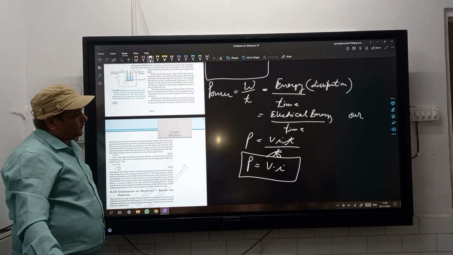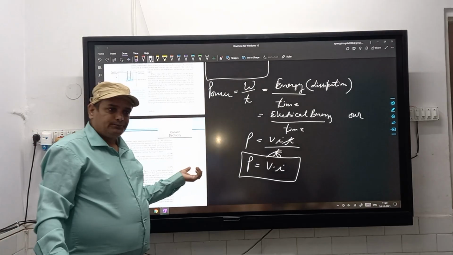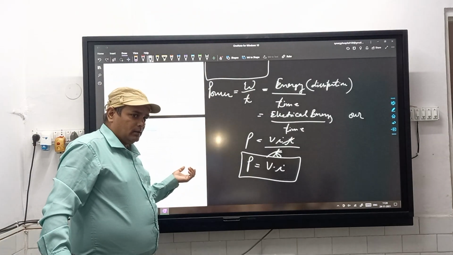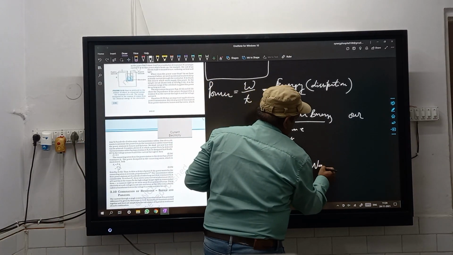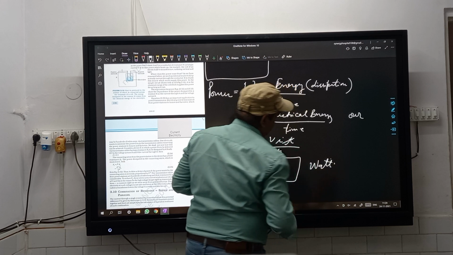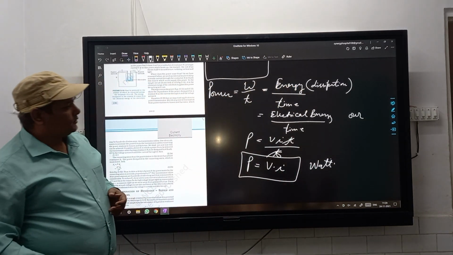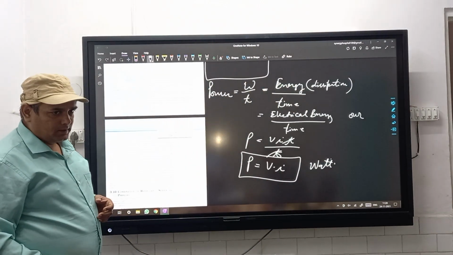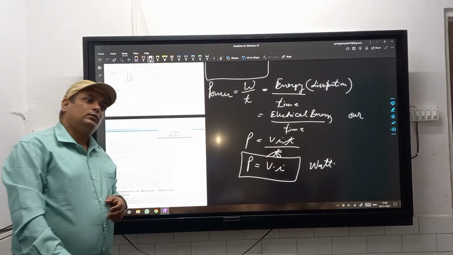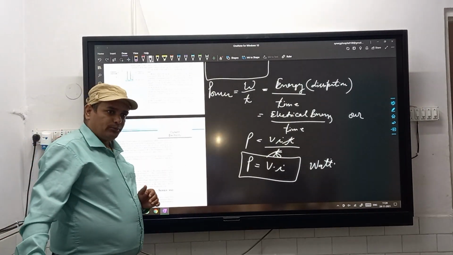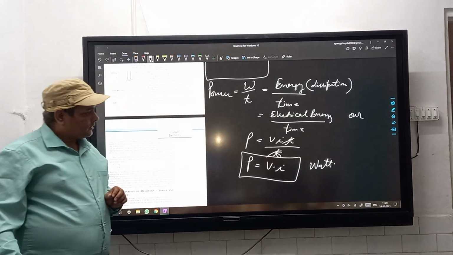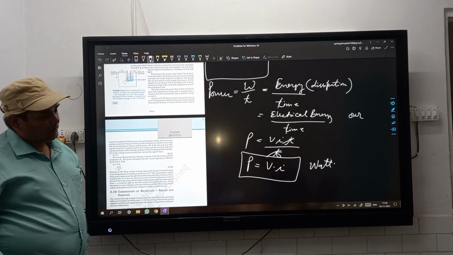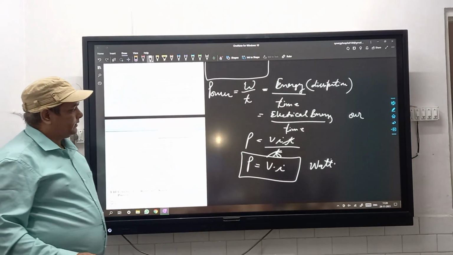What is the unit of power? Watt. What is the unit of power? Watt. ठीक है, you will not forget this. The energy is in joule or kWh. ठीक है, and another unit is electron volt also. So the SI unit of electric power is watt, and power is V into I. Okay.